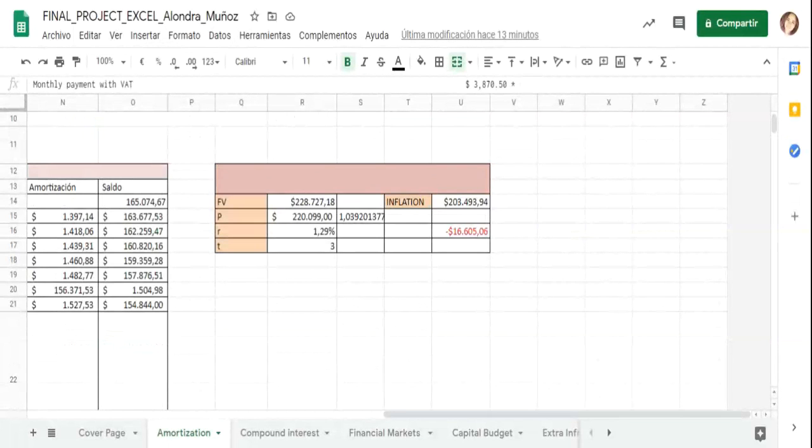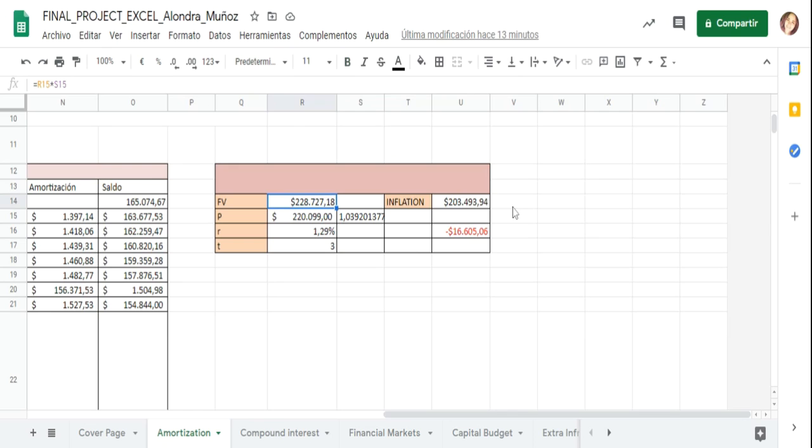The first thing that we need to do is the future value. We need to take the finance price, the interest rate that the company has, and the time that we expect to pay for the car. This is the amount that I get when I apply the formula of future value.